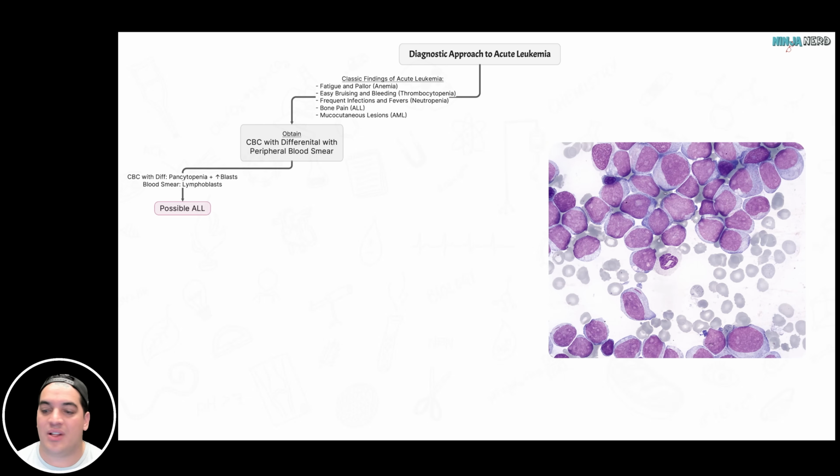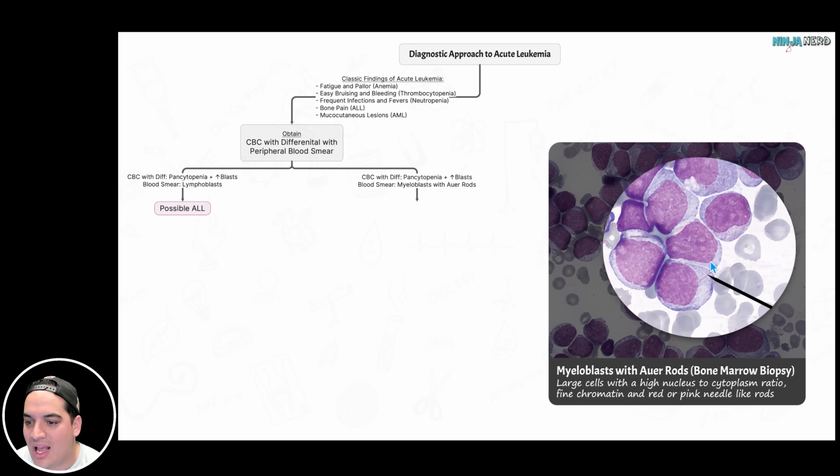But let's say I move to the next step, which is, all right, I have another patient who has a differential that shows pancytopenia. They have increased blasts. Maybe they have mucocutaneous lesions. And when I look at their blood smear, I see myeloblasts with Auer rods. When I zoom in on this portion here, I see, oh, wow, this is definitely a really huge nucleus. Oh, what's that? That's Auer rods. Auer rods, oh, that was always associated with acute myeloid leukemia. Again, not a guarantee, but it's very, very likely.